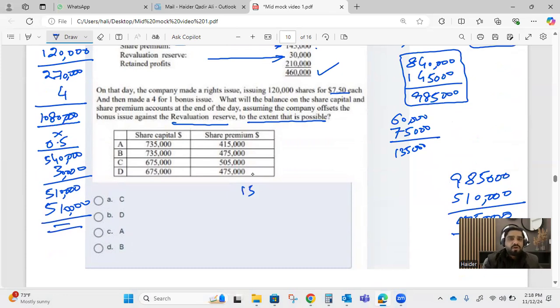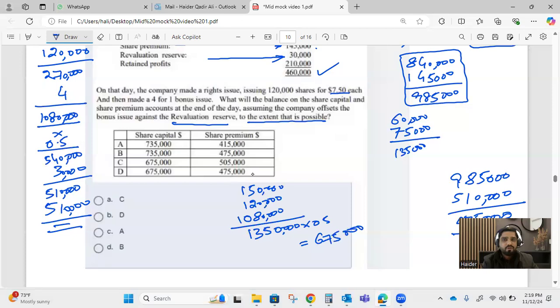Previously, we issued 150,000 shares in the beginning, then 120,000 shares in the next as rights shares, and then 1,080,000 shares as bonus shares. So the total number of shares becomes, let me use my calculator, 1,350,000 shares, and each share is costing us 0.5. So it gives us $675,000. That is our updated balance of share capital.